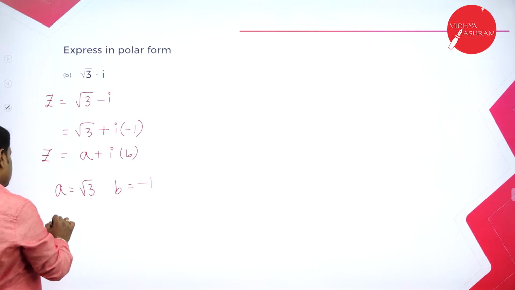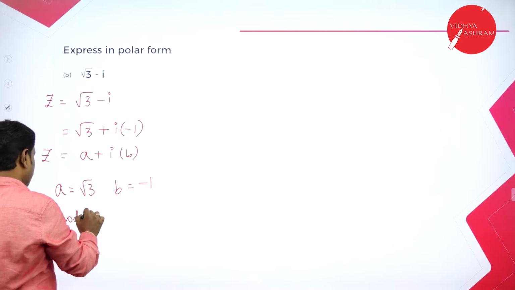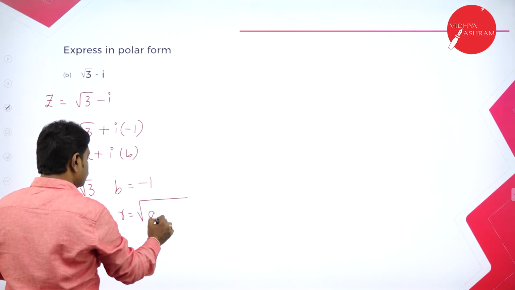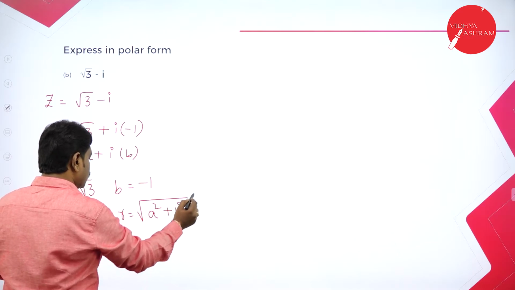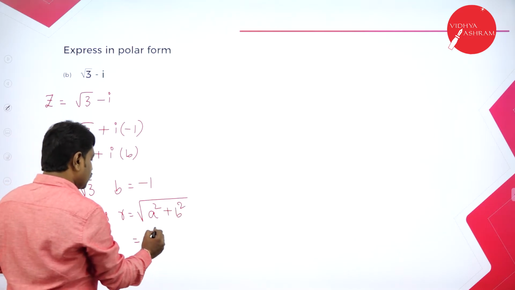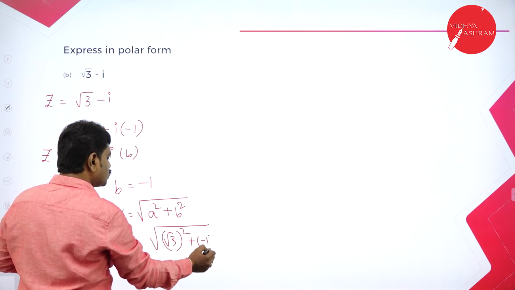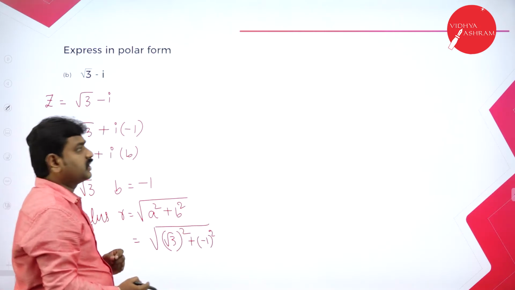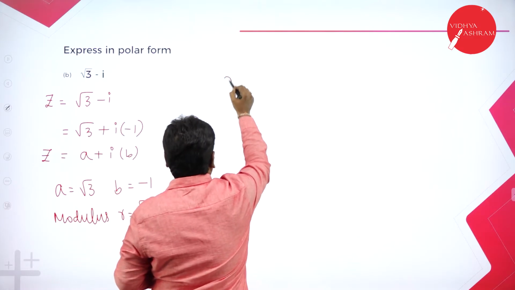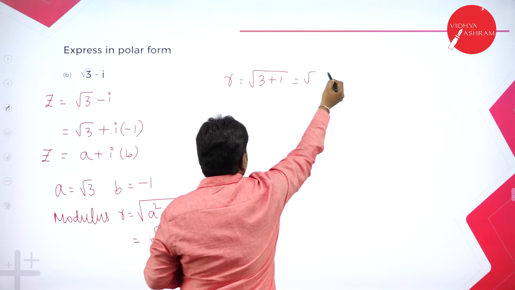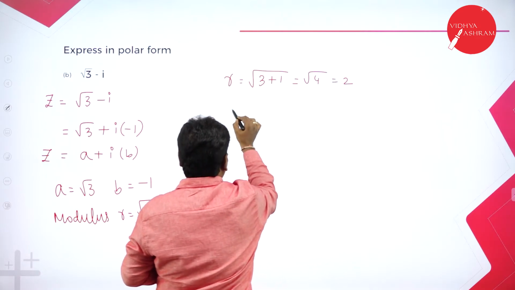And the modulus. How to find the modulus? What is the formula for modulus we have learnt? Modulus r is root of a square plus b square, or mod z is root of a square plus b square. That is root of root 3 the whole square plus minus 1 the whole square. If you simplify this further, r is equal to root of 3 plus 1. r is root 4, r is 2. So you got the modulus value 2.